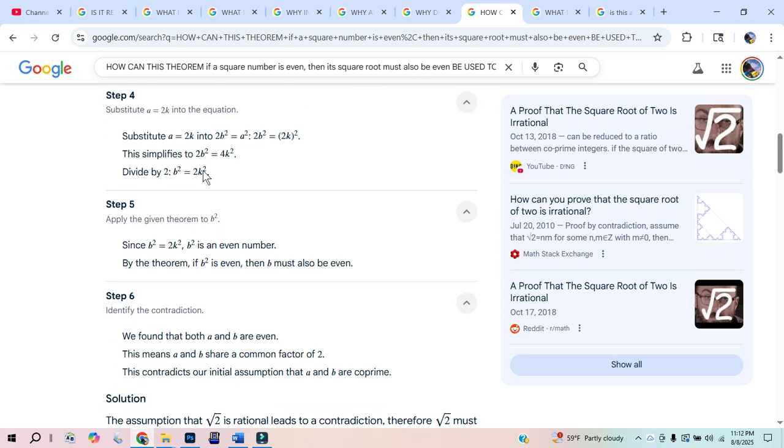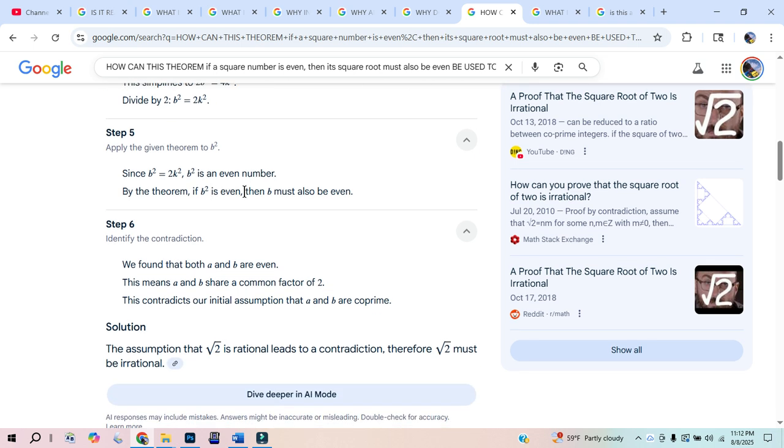Okay, so now we're going to apply the theorem to b squared. b squared is equal to 2k squared. It's not 2k squared plus 1. And so we can use that same idea: if k is an integer, any integer squared, doesn't matter, 3 squared is 9, but then if you multiply it by 2, you're going to get an even number. So b squared is an even number. So by the theorem, b squared is even, then b must also be even.